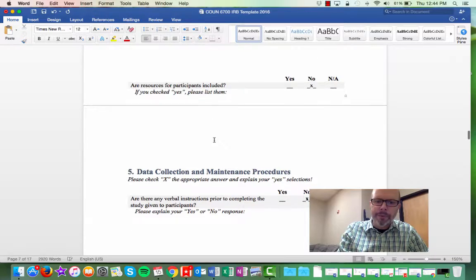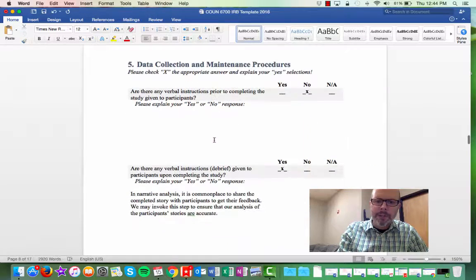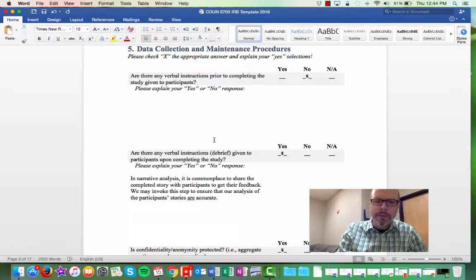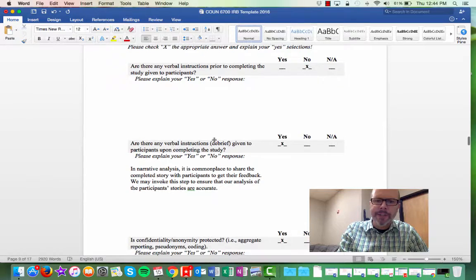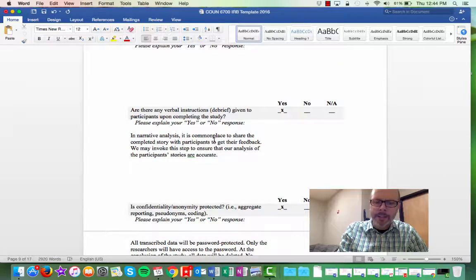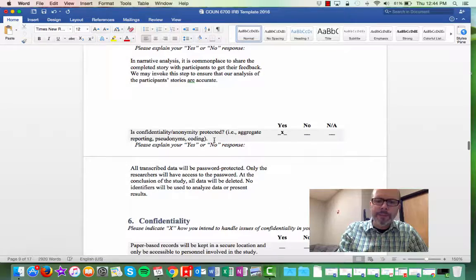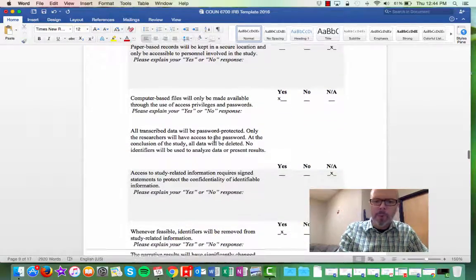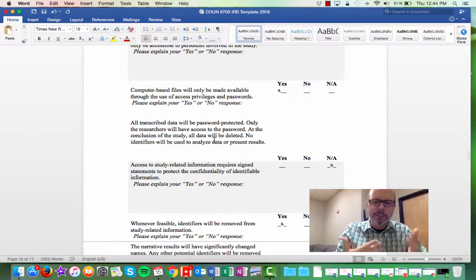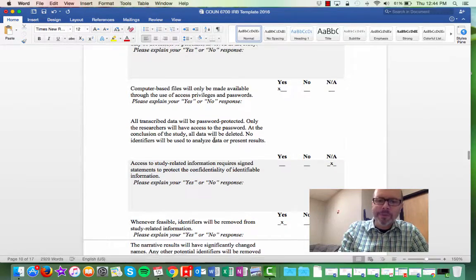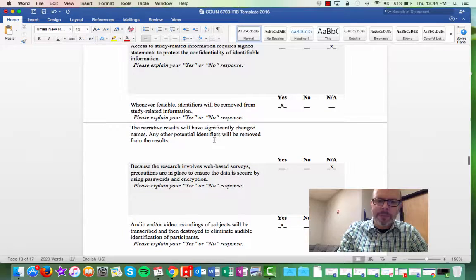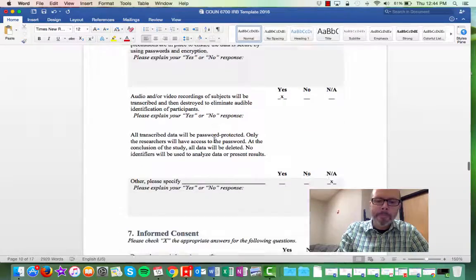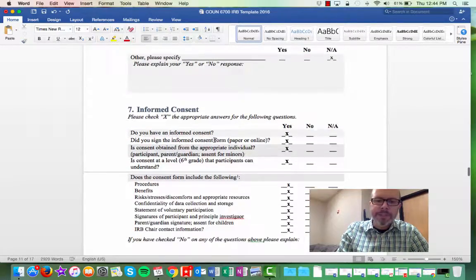All right, we can scroll through a lot of these others. Some more things to look at in terms of data collection and how you maintain the data. And so just go through and make sure that it's clear to you. There's more on confidentiality. Again, there's some redundancy in terms of what you have to put in these things, but this is in place to protect participants.